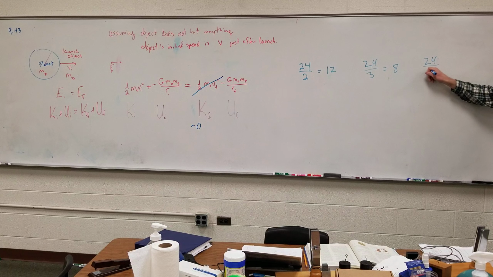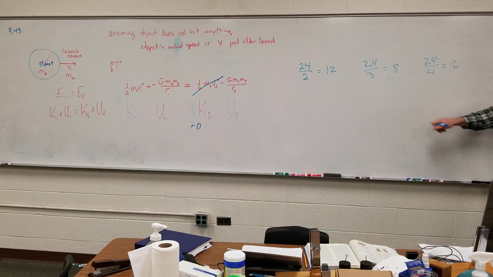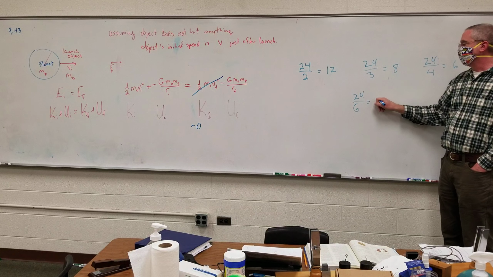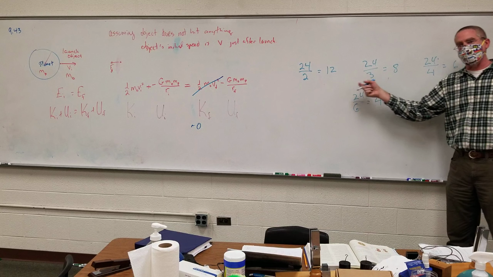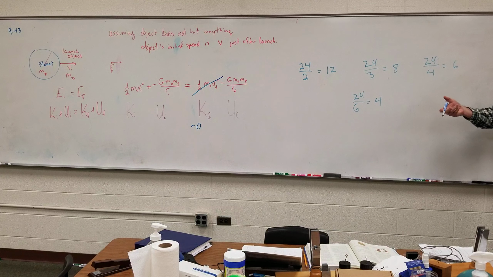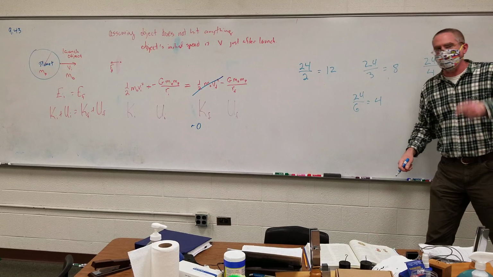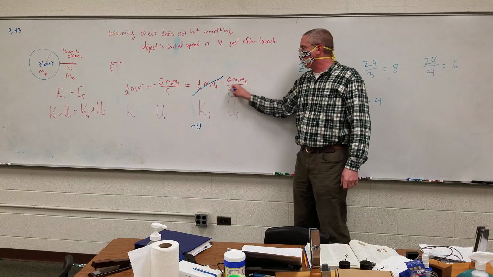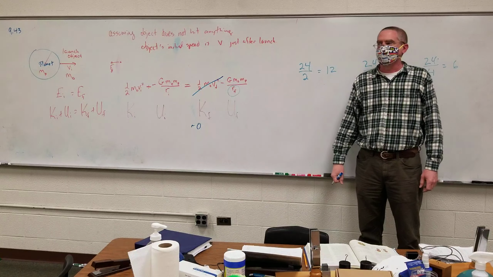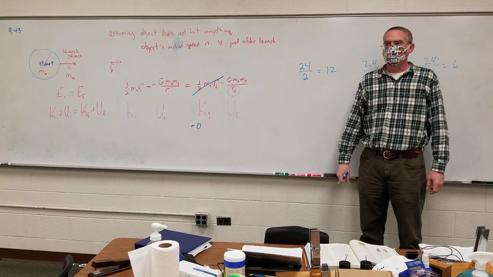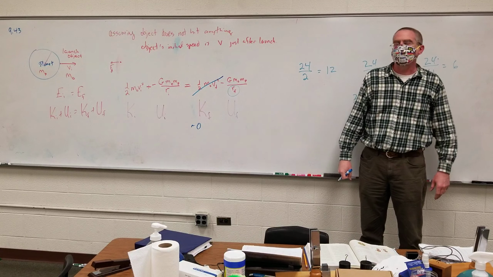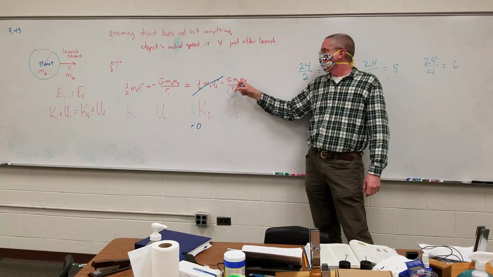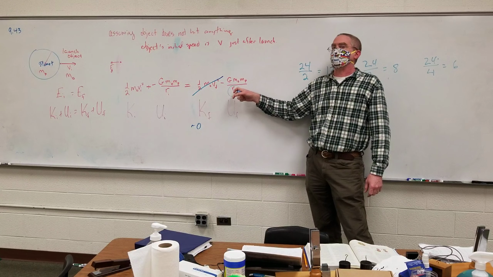Whoever said 6, you're ahead of your time. There's the 6. 24 over 6? 4. So as the denominator gets bigger, what's happening to the fraction? It's getting smaller. So if I'm shooting something so that it never returns, how big is that going to get? Infinitely big, right? Close enough. So whatever my numerator is, this denominator is going to be huge.